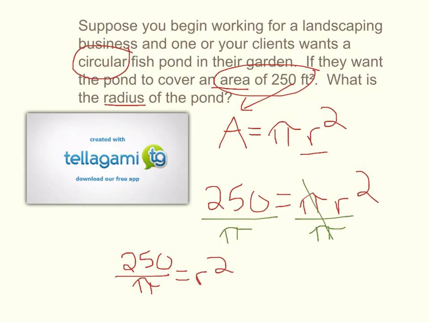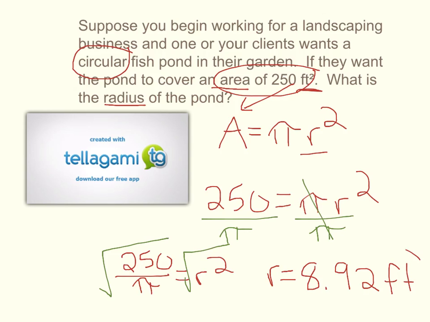I'm not going to divide it yet because anytime I'm dealing with pi, I like to wait till the very end to round. But last step to solve for r, we can square root both sides. So r equals the square root of 250 divided by pi. And you should get that the radius is about 8.92, and we're talking about feet.